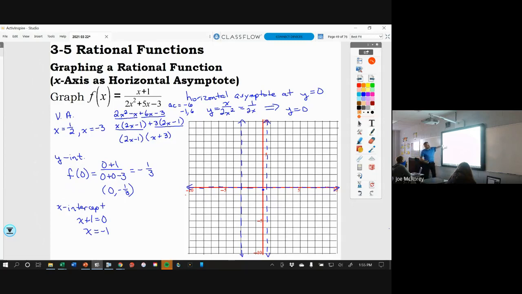So I set the top equal to 0 to find the x-intercept. I have an x-intercept at -1. Right here. Notice that point is on the horizontal asymptote. Is it curving right there? There's some curve going on, yeah.